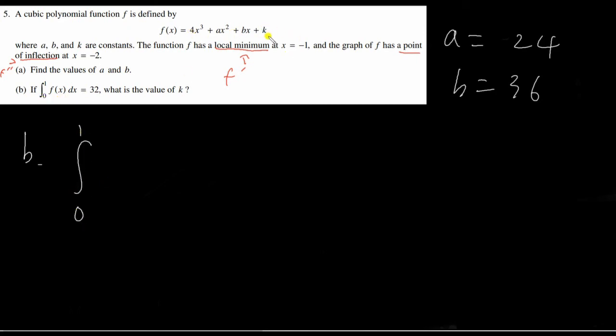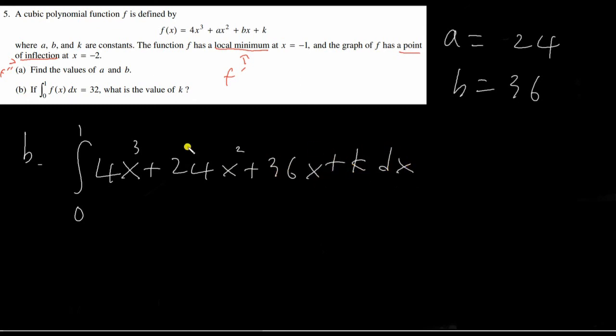f of x is this stuff here, so 4x cubed plus ax squared plus bx plus k. Remember we found the values of a and b in part a? So when I write f of x here, I'm going to replace f of x with this function and plug in the values that we got for a and b. So 4x cubed plus 24x squared plus 36x plus k dx. And then we know that this is equal to 32.